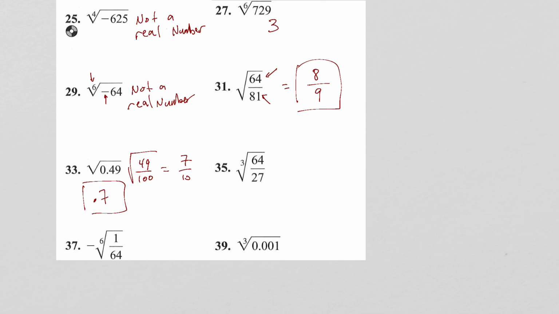Okay, we're going to cube root 64 and get 4. Cube root 27 and get 3. Now the negative is on the outside, so our answer is negative. And the sixth root of 1 is 1, and the sixth root of 64 is 2. Okay, the cube root of 0.001 is simply 0.1. And that's it.